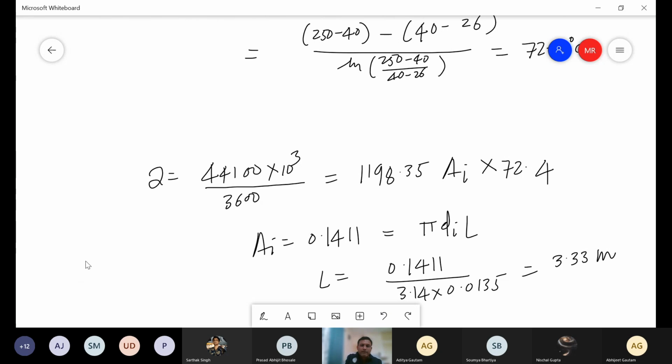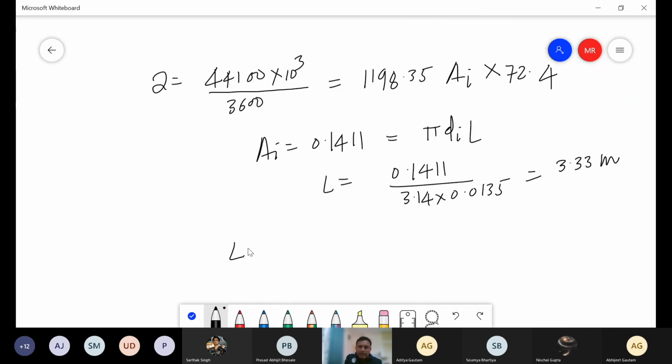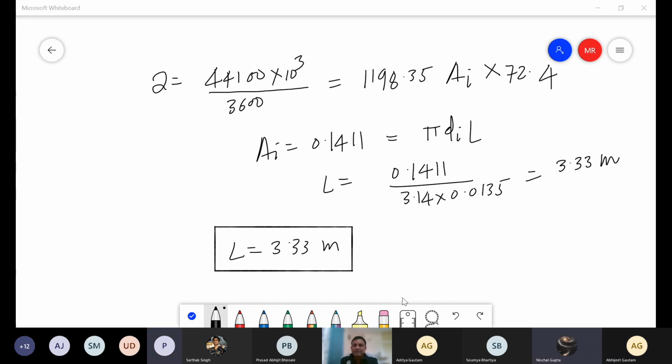Is it clear? So length L should be 3.33 meters. This is the final answer. Is it clear to everyone? Hello? Yes, sir. Yes, sir.